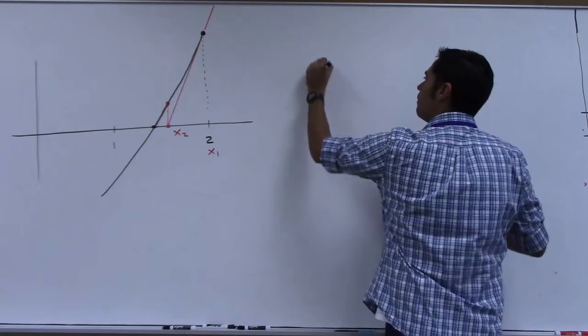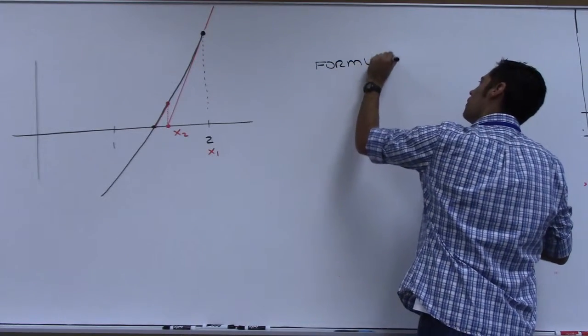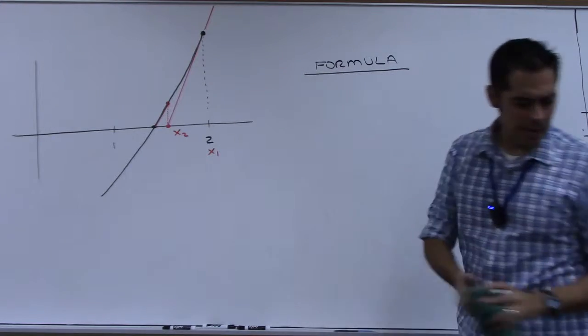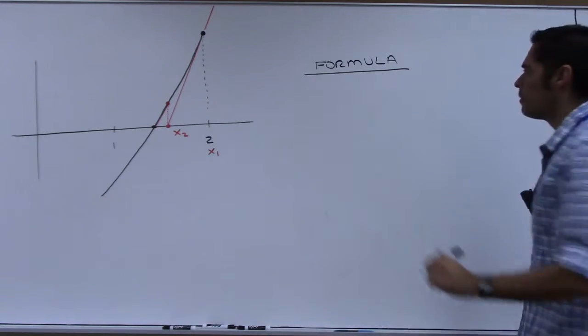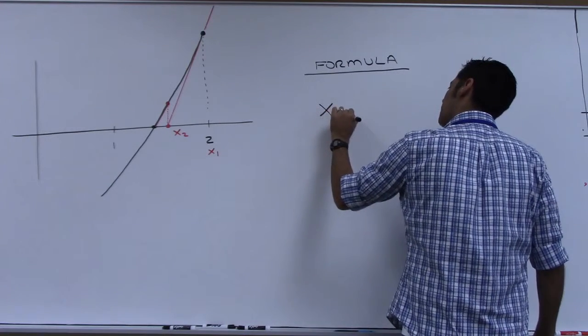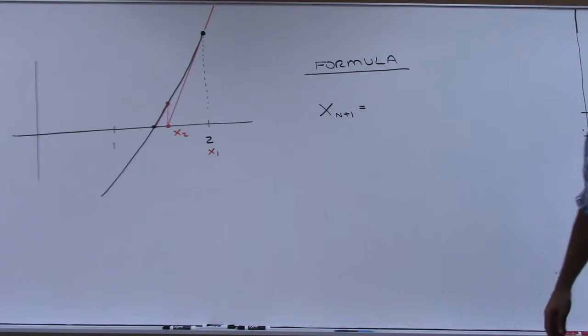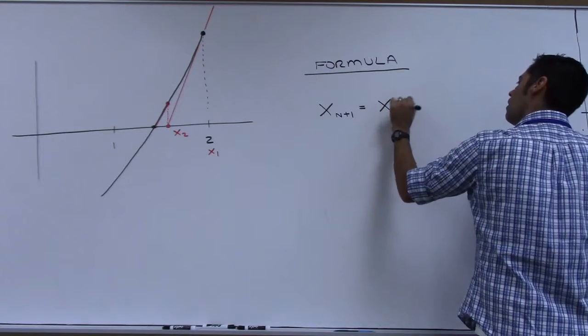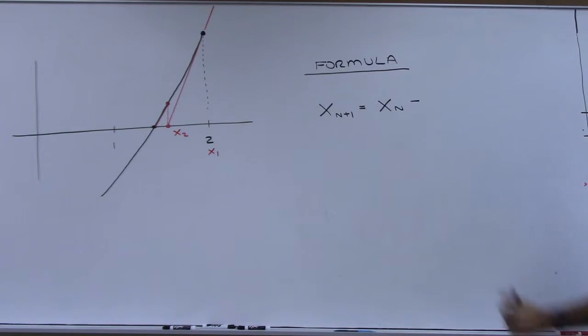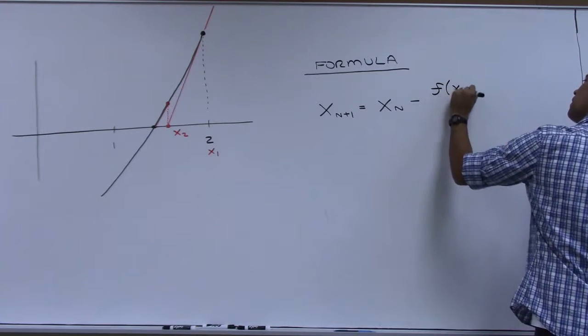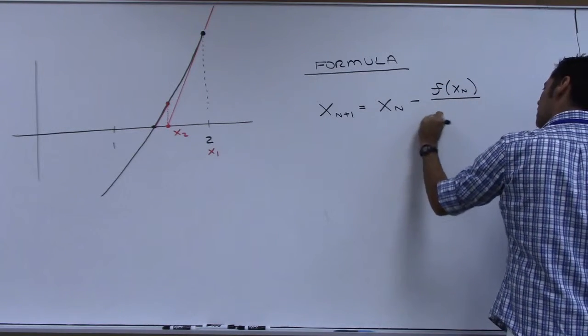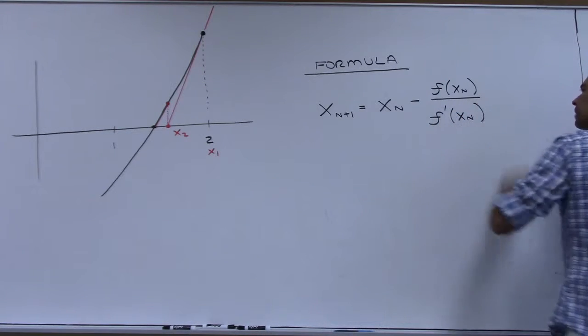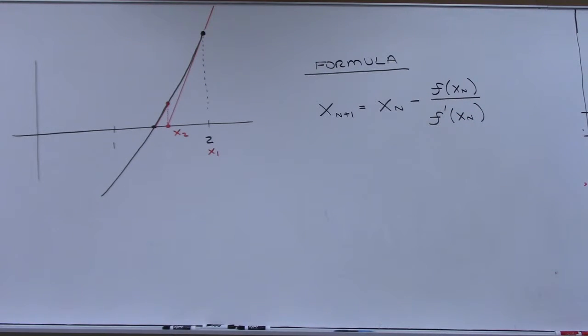So here's the formula for Newton's method. This is on page 243. X sub n plus 1 equals x sub n minus f of x sub n over the derivative of x sub n. Now, that looks a lot worse than it actually is, all right? Again, if you want to see it derived, I can do that.